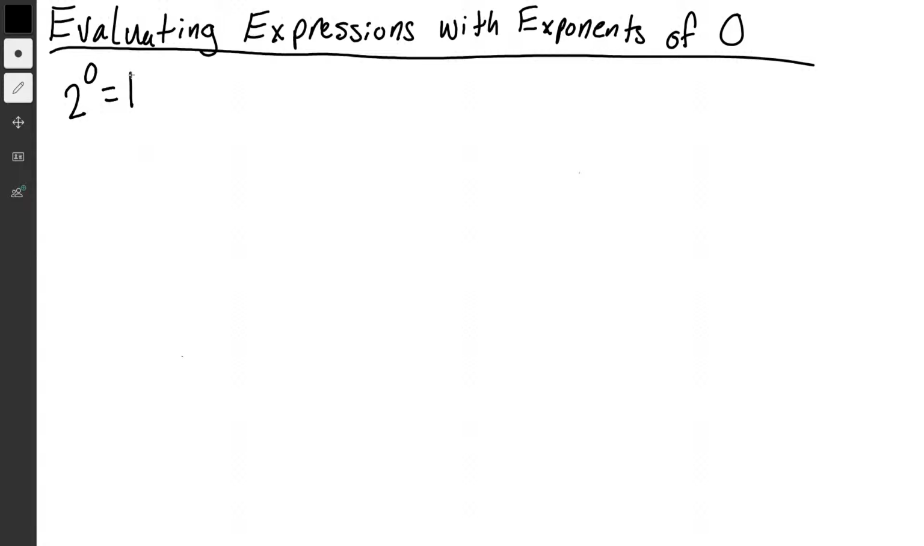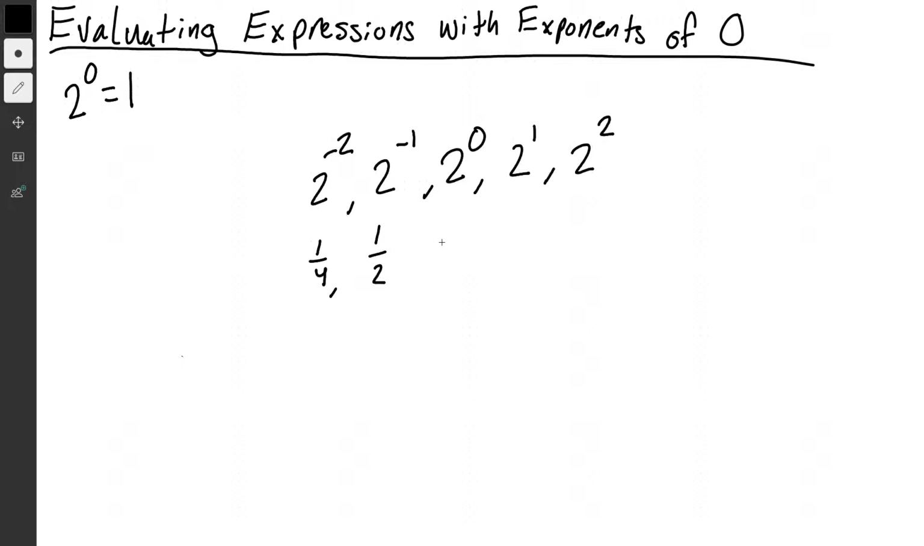One way is to pretend we don't know what a number to the 0th power is and try to get a pattern. Let's take 2. So here's 2 to the 0th, and we don't know what that is, so let's go a little bit to the right, 2 to the first, and 2 to the second, a little bit to the left, 2 to the negative first, and 2 to the negative second. Now, we know what some of these are. For example, 2 to the negative 2 is 1/4. We know 2 to the negative 1 is 1/2.